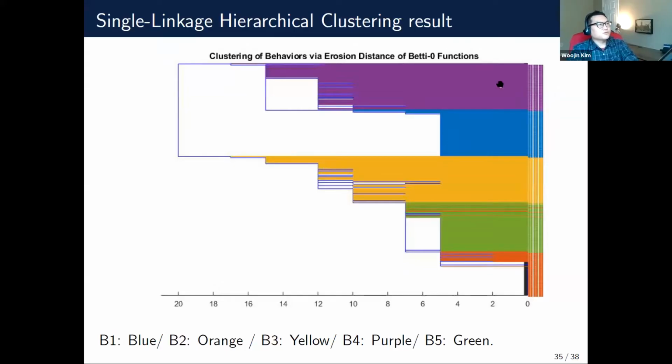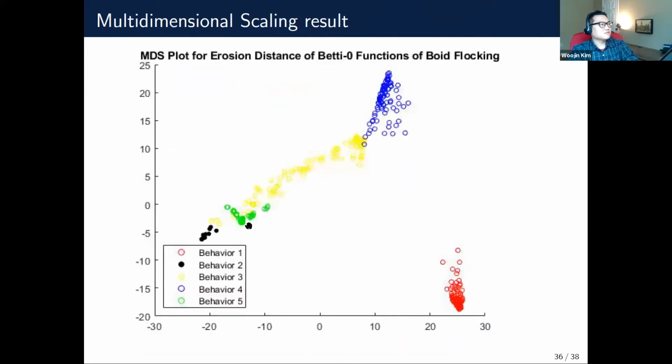Okay, so this is the result of hierarchical clustering. 5 different colors correspond to 5 different parameter settings. So they are very well clustered, actually. Even if you can see some mix of behaviors in this part, overall the classification result is quite good. And this is the result of multidimensional scaling. The 5 behaviors correspond to 5 different colors. Quite good.